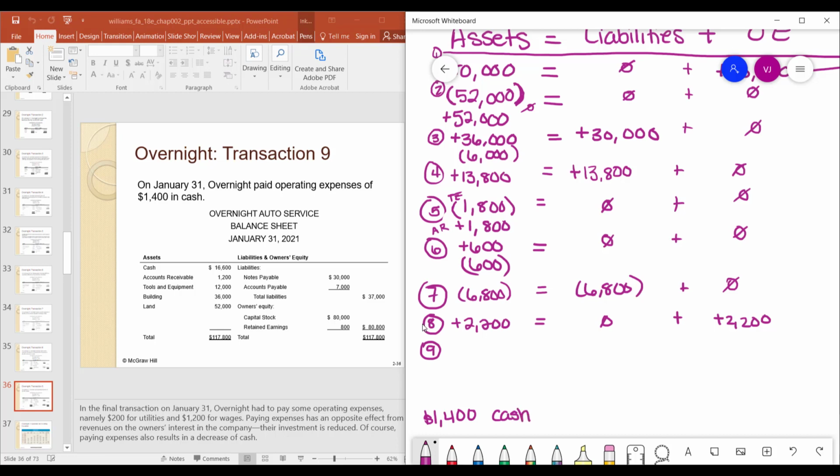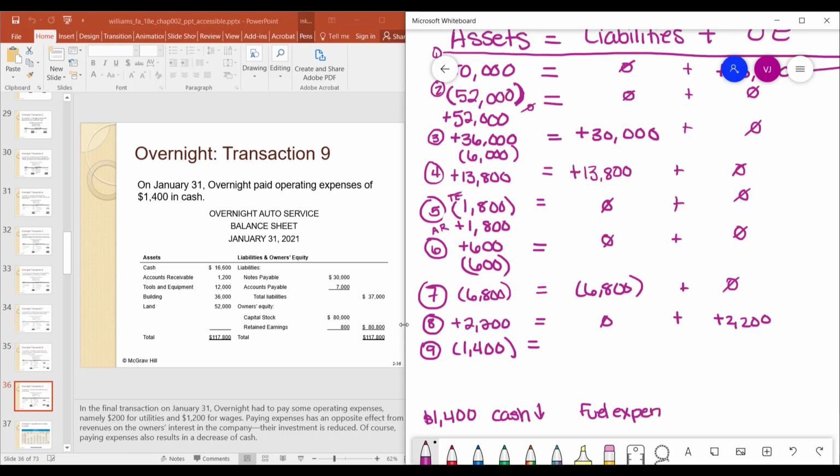Is cash going up or down? Cash is going down, and cash is an asset. So that means assets are going down by $1,400 because I just spent $1,400 on operating expenses, and we're using an example of saying it's fuel. Okay. Now, operating expenses, so we're assuming it's fuel expense.